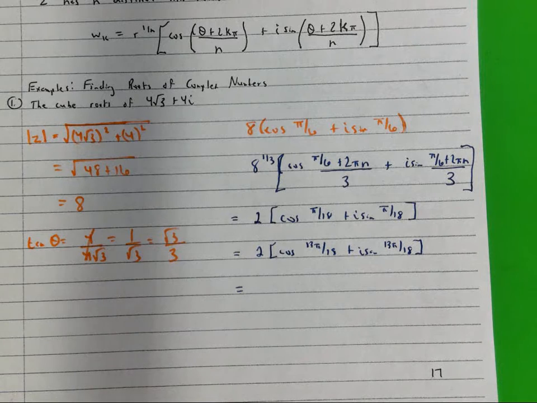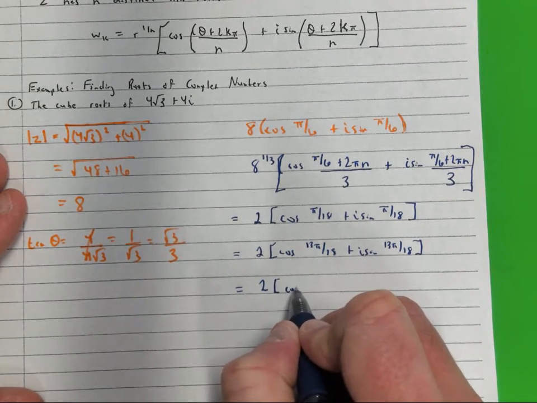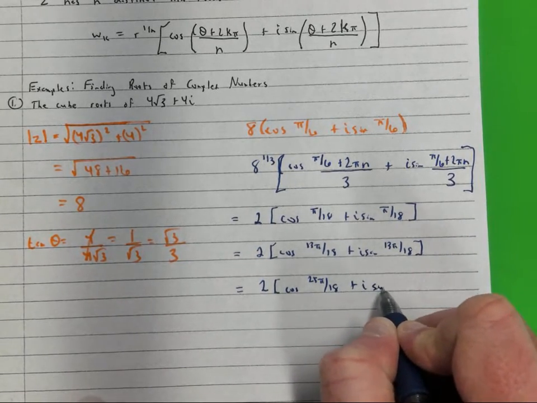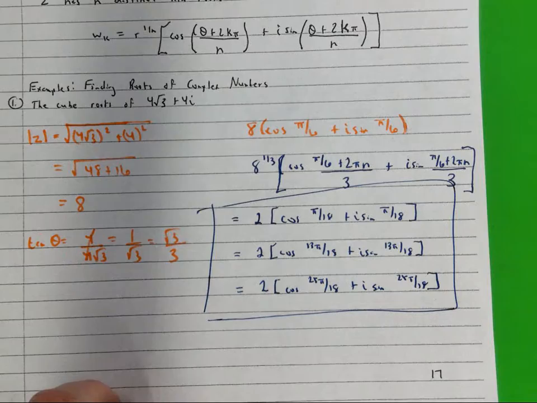We got 2 answers. How many more do we need? 1 more, so I'm going to plug what in for n now? 2. 2 pi times 2 is 4 pi. 4 pi plus pi over 6 will give you what? 25 pi over 6. Very good. Divide that by 3, you get 25 pi over 18. So those are your 3 roots for that complex number: pi over 18, 13 pi over 18, and 25 pi over 18.